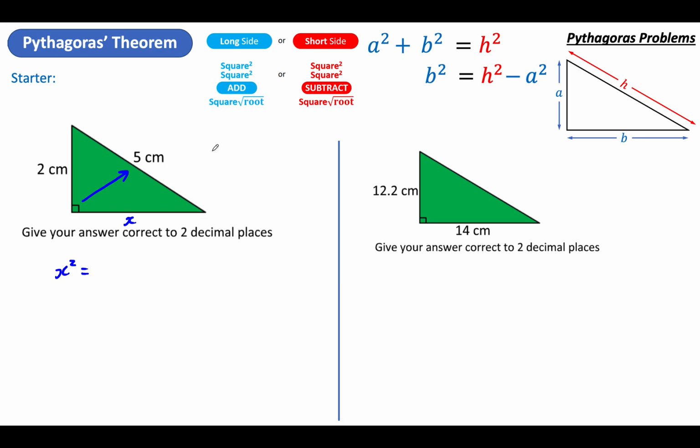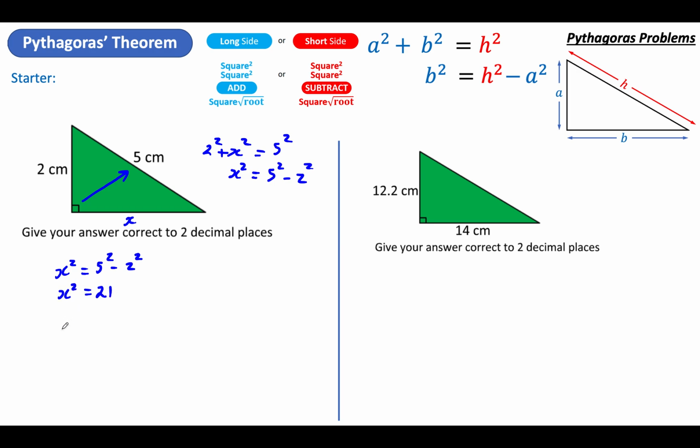Okay, but let's remind ourselves up here. Because remember, if you square the two short sides and add them together, it's the same as the long side squared, and 5 is the long side. So if I was going to rearrange this, it would be the long side squared, take away the other side squared. So it is square, square, subtract, square root. That's why I am going to do 5 squared, take away 2 squared. Okay, 25, take away 4 is 21.